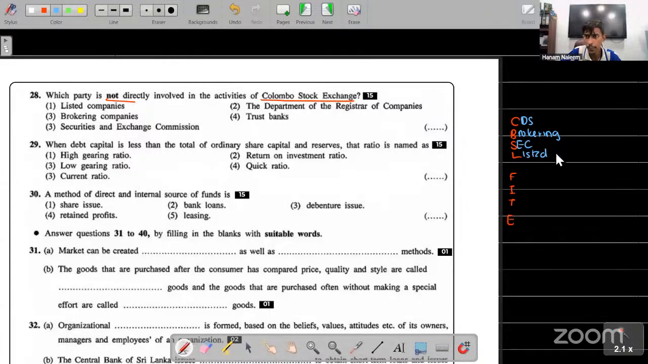L stands for listed companies. Then F stands for Finance Ministry. They also participate; they just monitor how the function works. Then I stands for investors. T stands for trust banks. Then E stands for exchange company. So these are the 8 parties involved in the Colombo stock market. So here the answer would be: listed companies, brokering, securities, trust bank are all involved. The second one, Registrar of companies, is not involved in the Colombo Stock Exchange.